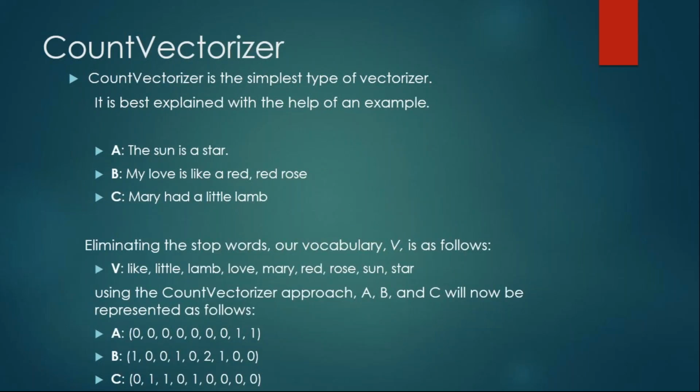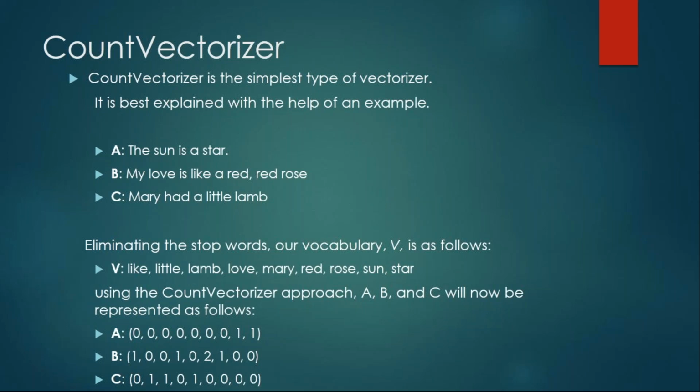Next, the count vectorizer. We can also use count vectorizers in a recommender engine. This is one of the simplest types of vectorizer, and I'll show you an example. For documents A, B, C, we can eliminate the stop words and build a vocabulary, and then using the count vectorizer, A, B, C will be represented like this.